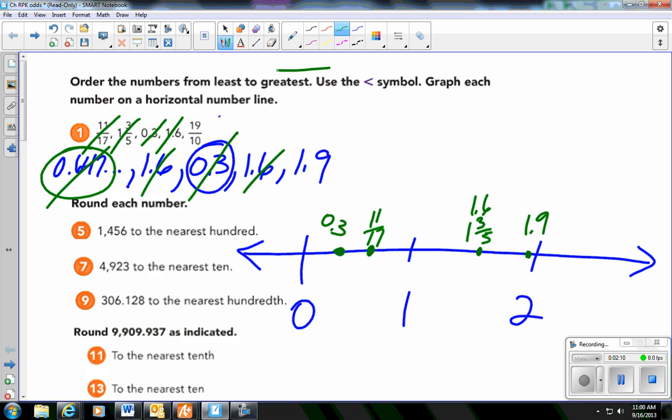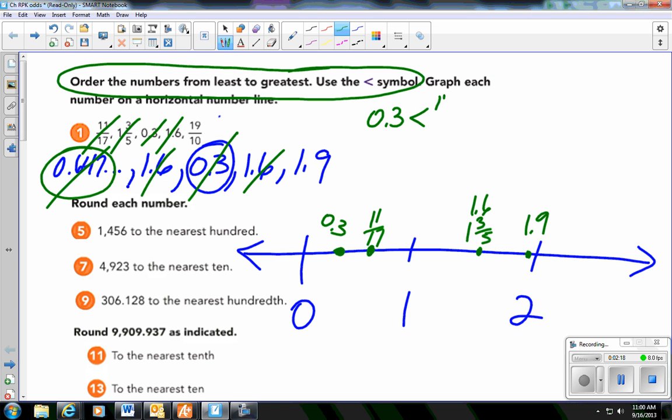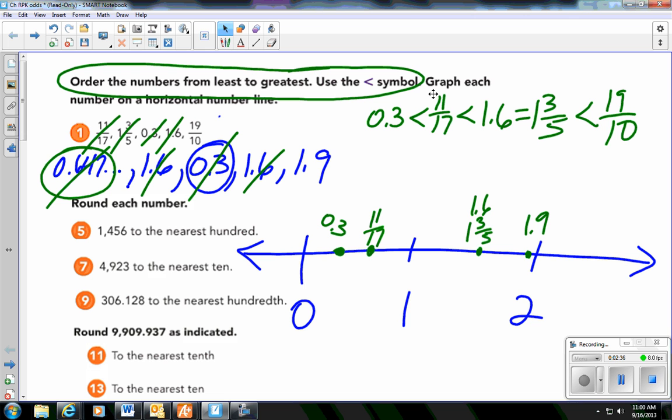And then it did mention to put them least to greatest using the less than symbol. So 0.3 is less than 11/17, which is less than 1.6, which is equal to 1 3/5, which is less than 19 over 10. Okay, so again on that, make sure you use the original numbers that they gave you, not what you changed them to.